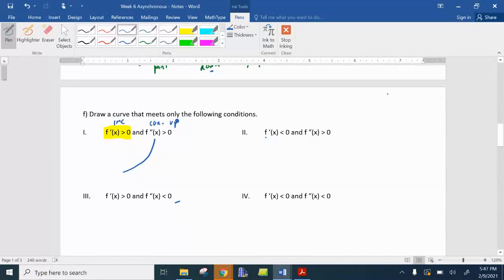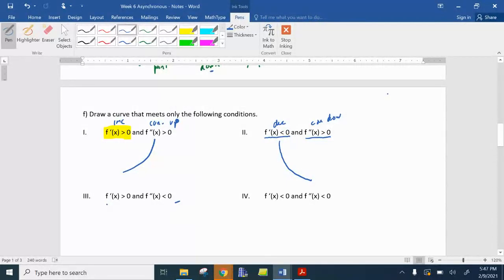Like, pause the video for the others and try to draw some kind of curve that satisfies the conditions. So for the second one here, we have a decreasing function, so it's going down, but it also has to have a second derivative greater than 0, which means it's concave up. We're holding water, but we're decreasing. So here we're decreasing and we're concave down. So decreasing concave down would be like this.